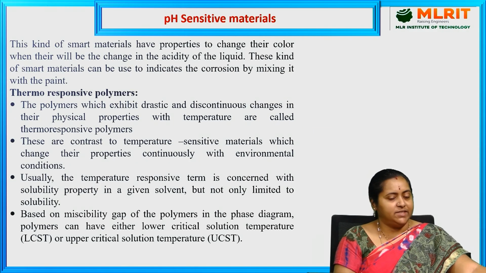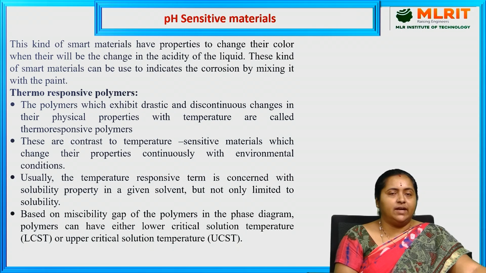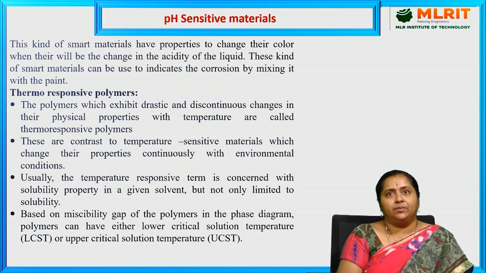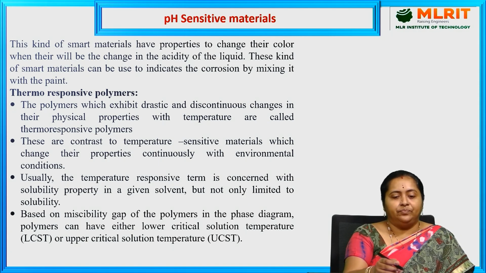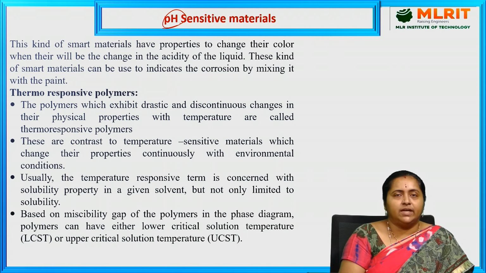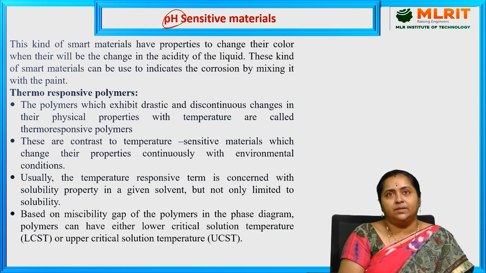And then pH sensitive materials. These are a kind of smart materials which have the property to change their color when there is a change in the acidity of the liquid. So these are sensitive towards pH. These kinds of smart materials will respond based on the pH value. In the surroundings, if they notice a change in the pH value, then pH should be neutral, meaning pH is equal to 7.